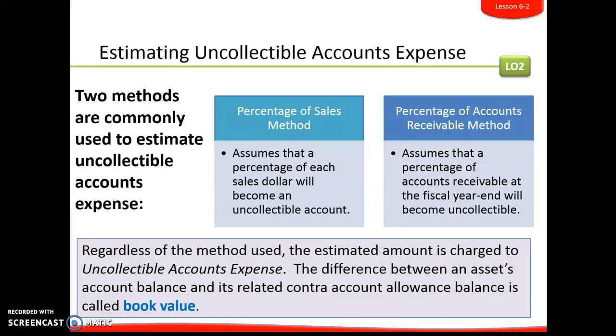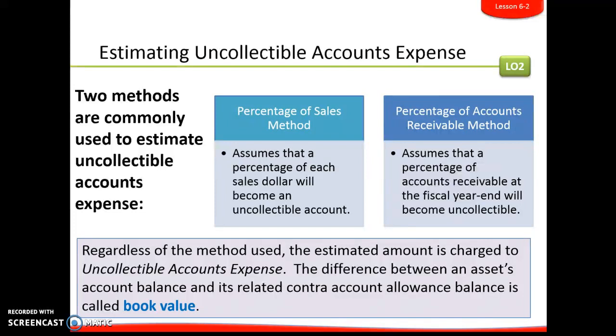So, estimating uncollectible accounts expense. Here's what I was talking about for how we figure out that amount. Two methods are commonly used to estimate uncollectible accounts expense. We have our percentage of sales method, and then we have our percentage of accounts receivable method. The percentage of sales method is going to assume that a percentage of each sales dollar will become an uncollectible account. So no matter what our sales is, a percentage of our sales will be uncollectible.